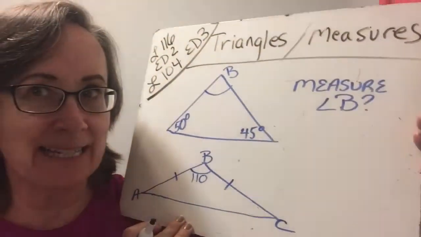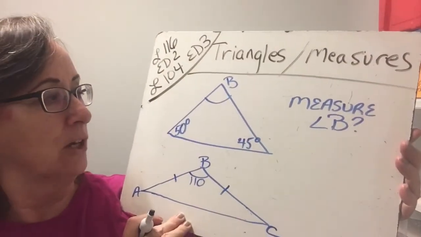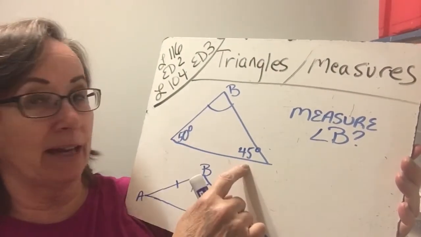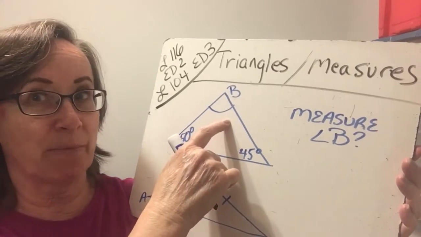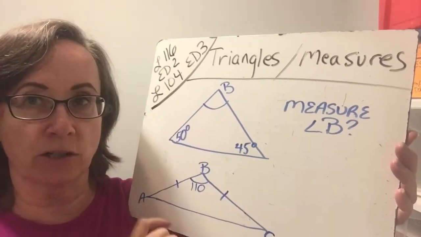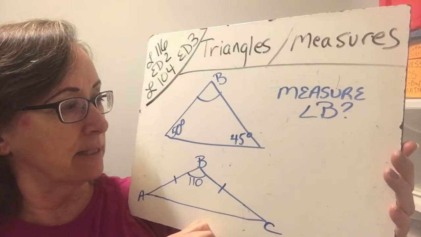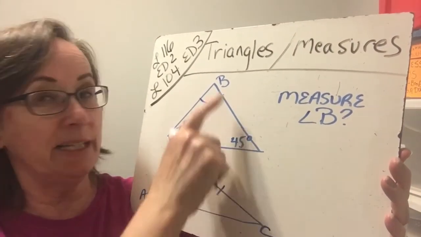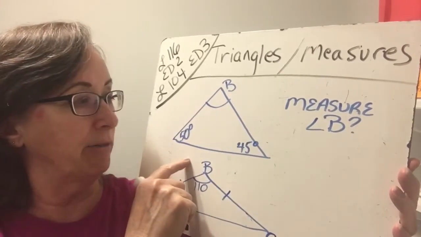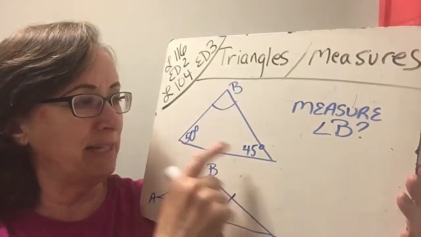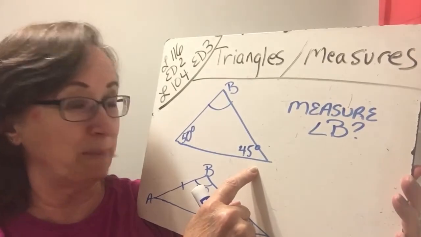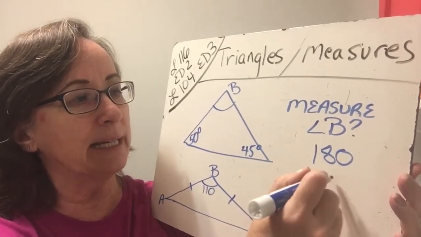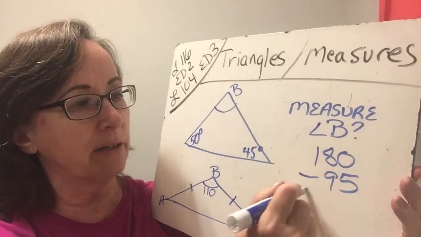Okay, here are our last examples on this set. So here we have a triangle, and we have a 50 and a 45 and a something. We don't know what the measure of angle B is. So the question is, what is the measure of angle B? What we need to know is, remember, there are 180 degrees. 50 plus 45 would be 95 degrees. So what is 180 minus 95?